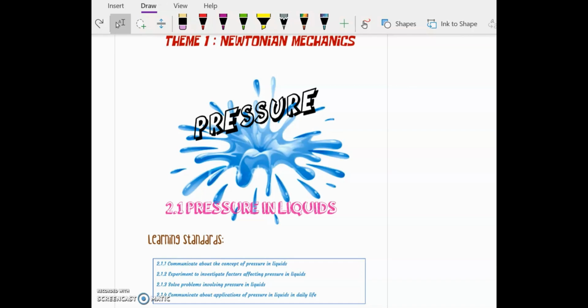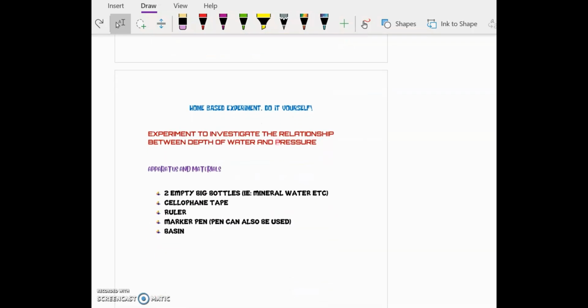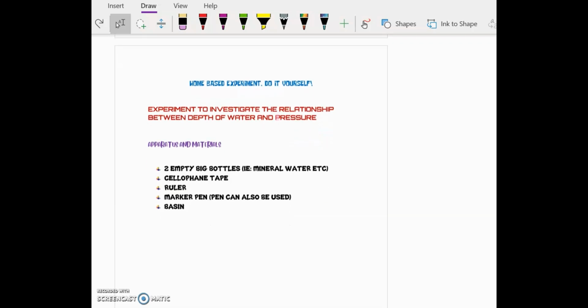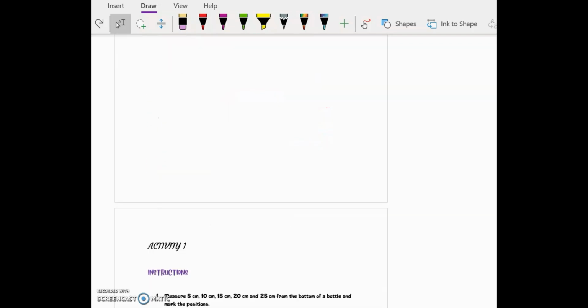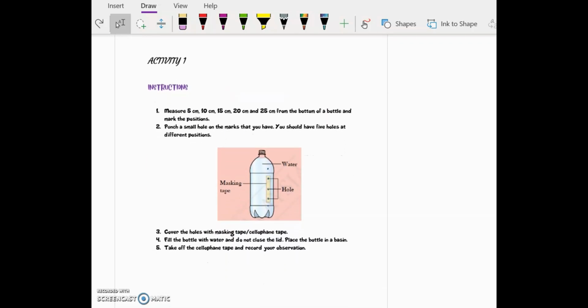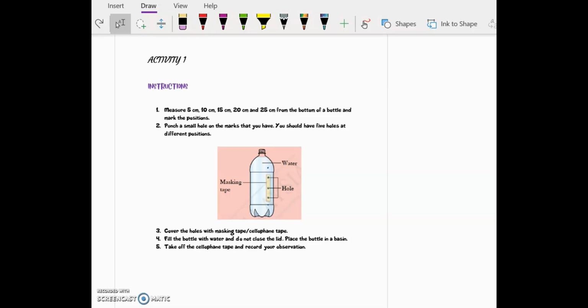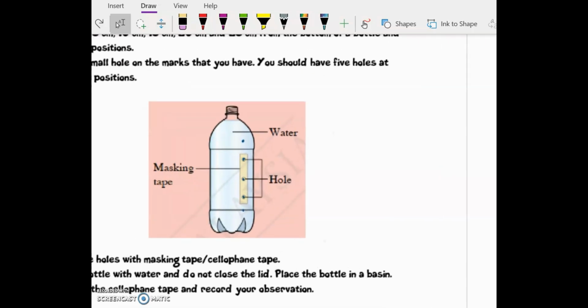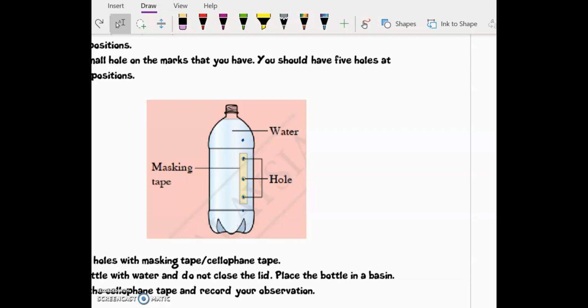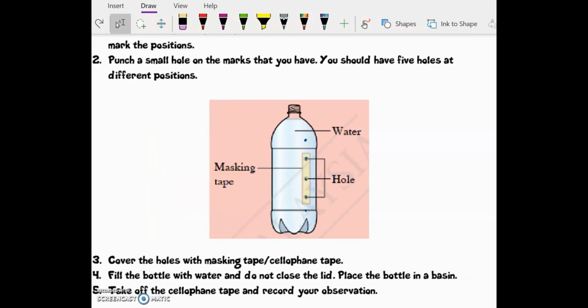First subtopic is 2.1 pressure in liquids. So this is just a very simple activity that you can do at home. This activity is used to investigate the relationship between depth of water and pressure of water. If you do this activity, you will find out that pressure increases with depth of water.